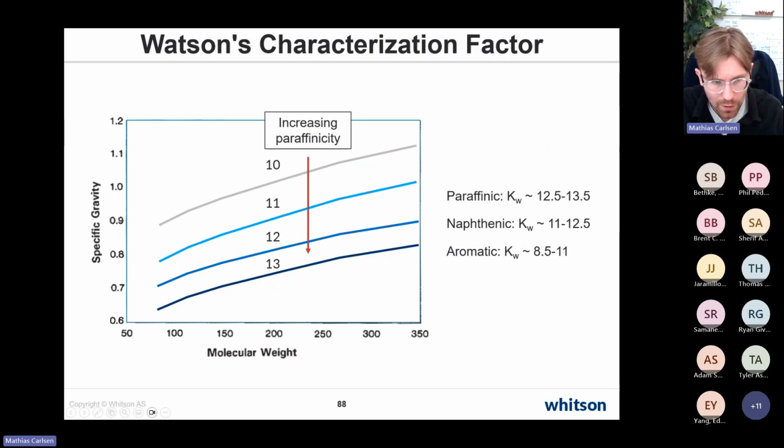So when we've worked with a lot of you guys and created these different equation of state models in the different fields, we have created this plot right here, which is a specific gravity versus molecular weight plot. Increasing paraffinicity is essentially going down here. What we see many times is that each of these different fields follow a very specific trend: either they're very paraffinic, or very aromatic, or something in between, which is what we call naphthenic.